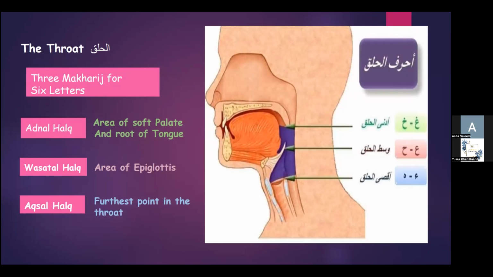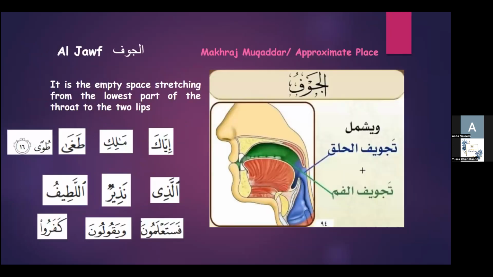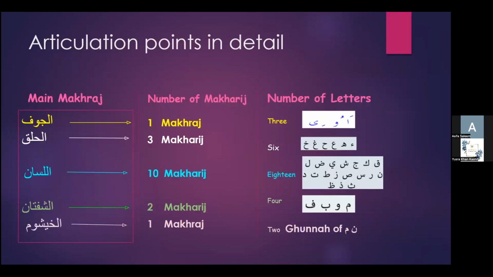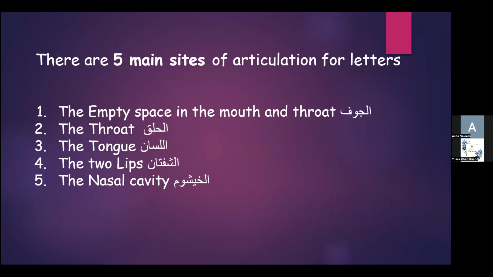Amin ya Rabb al-alamin. We were covering the Makhaarij al-Huruf. In the last session, we covered the main regions from where the letters come from, and we understood we have 5 main regions. These are the main areas from where all the letters of the Arabic alphabet come from. So we have the empty space in the mouth and the throat, which is called al-jawf, the throat, al-halq, the tongue, al-lisan, the 2 lips, al-shafatan, and the nasal cavity, al-khayshum.